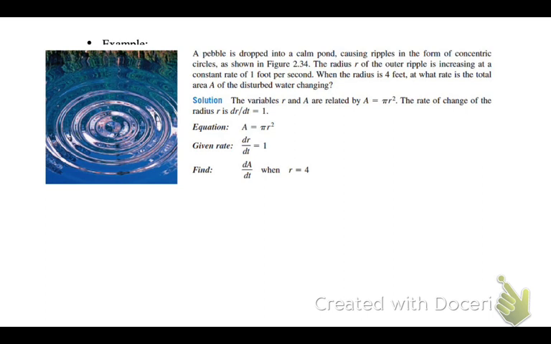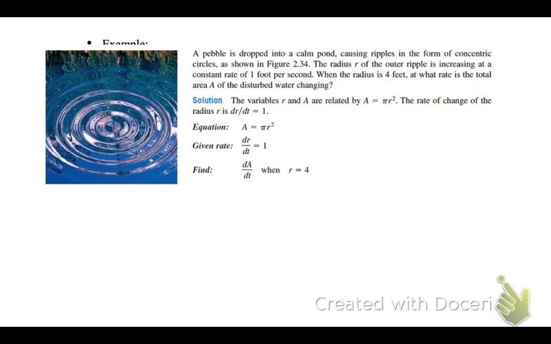A pebble is dropped into a calm pool, causing ripples in the form of concentric circles. Concentric circles look like that, circles inside of circles. Is that what it looks like if you bounce a rock? If you bounce a rock, you get a bunch of them. Okay, as shown in figure 2.34. The radius r of the outer ripple is increasing at a constant rate of 1 foot per second.